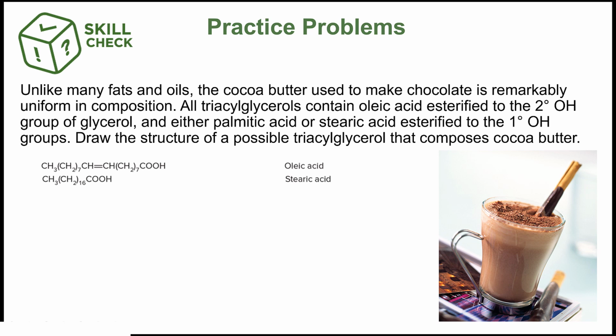So unlike many fats and oils, cocoa butter, which is used to make chocolate, is remarkably uniform in composition. All triacylglycerols contain oleic acid, which is esterified to the secondary alcohol group of glycerol, and either palmitic or stearic acid can be esterified to the primary alcohol groups. So draw the structure of a possible triacylglycerol that composes cocoa butter. Glycerol is our trialcohol, or our triol.